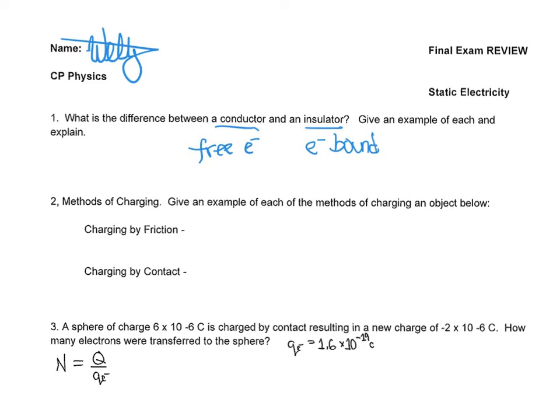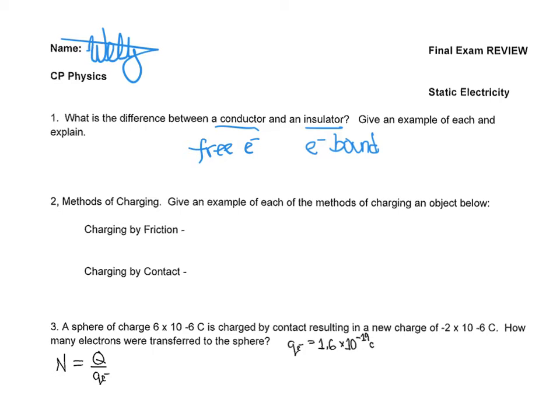So conductors, typically metals like iron, nickel, cobalt, are great conductors. So a metal spoon, a metal plate, good conductor. Insulator, plastic comb, etc.